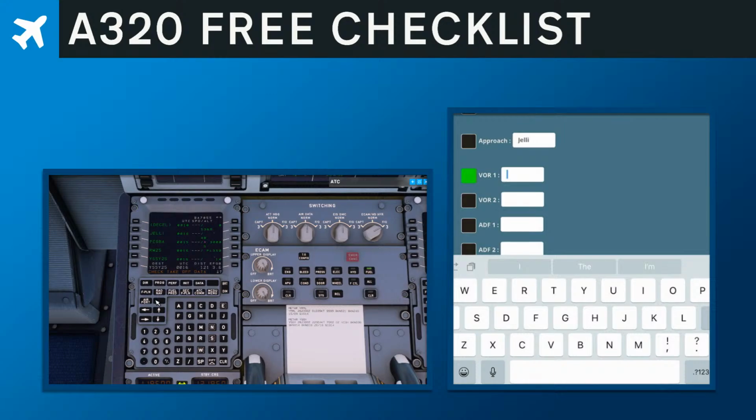VOR BA 7055 Bravo Alpha 7055. Please expedite your descent to 13,000 feet. Sydney VOR, which is 121.